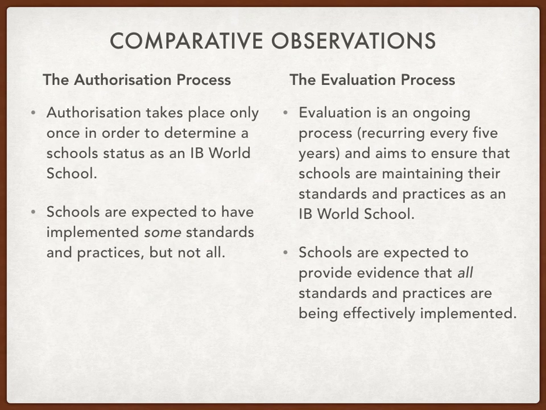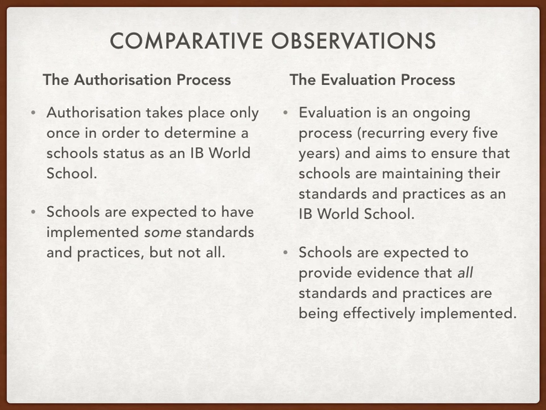One of the key differences between the authorisation process and the evaluation process is the fact that the authorisation process takes place only once in order to determine the school's status as an IB World School. Schools are expected at this time to have implemented some standards and practices, but not all, and these are articulated through the Guide to Authorisation.